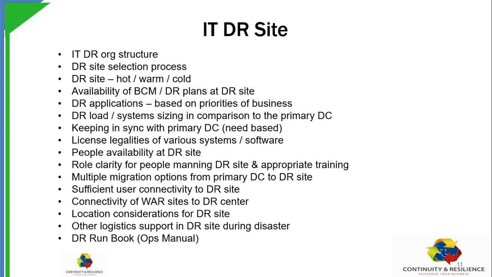Again, the war site can be a hot site, warm site, or a cold site, just like how we talked about the DR site. And from there, do we have connectivity to the primary data center if it is available, or if it is not available, then your alternate data center. So availability of connectivity, location consideration of DR sites, other logistic support in DR site during disaster, DR runbook, that is your ops manual.